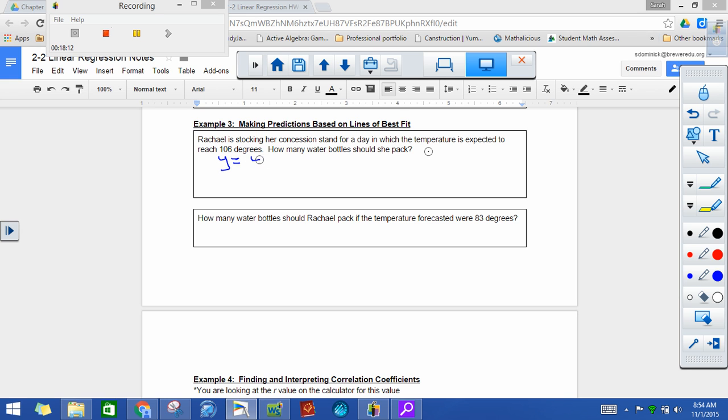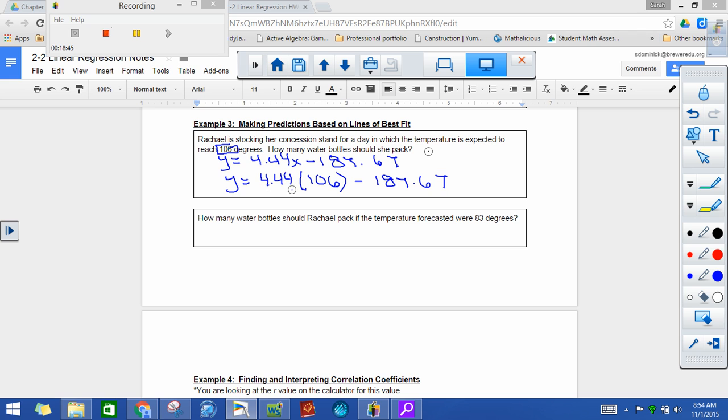Y equals 4.44x minus 187.67. They're telling you the temperature is 106. Temperature we decided was x, so when you rewrite this, you're just going to have y equals 4.44, and instead of the x, you're going to put in 106, minus 187.67. I'm just writing out the rest of the equation.